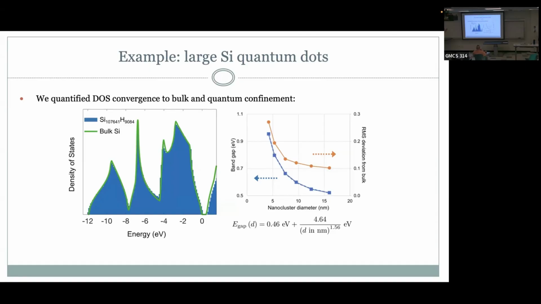Yeah. What are the two curves there? The blue curve is the band gap versus diameter. The orange is the root mean square difference between the finite values and the green curve, which is the bulk silicon, meaning infinite. So it's calculated with the same parameters. So it goes down as a function of diameter as well, but doesn't seem to go to zero, which I'm curious about. Yeah.